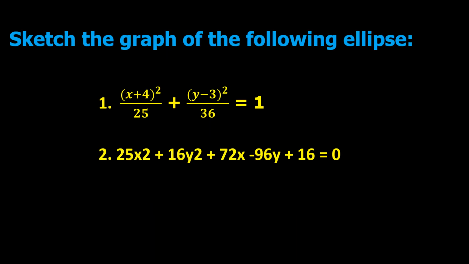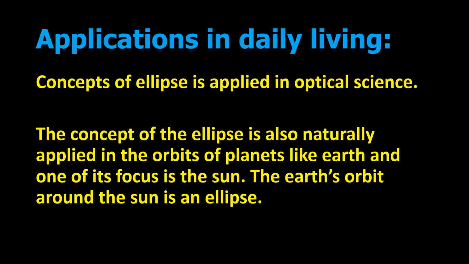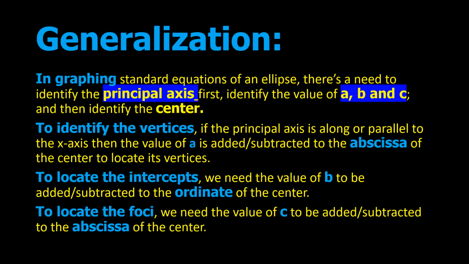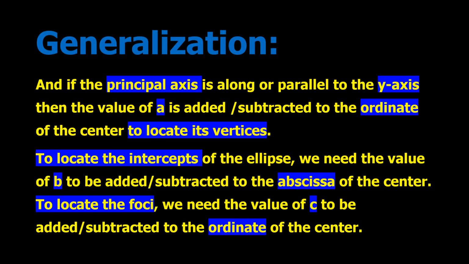And then yan, sketch the graph. And then the applications in daily living. So we have the concepts of ellipse applied in optical science. The concept of the ellipse is also naturally applied in the orbits of planets like Earth, and one of its foci is the Sun. So the Earth's orbit around the Sun is an ellipse.